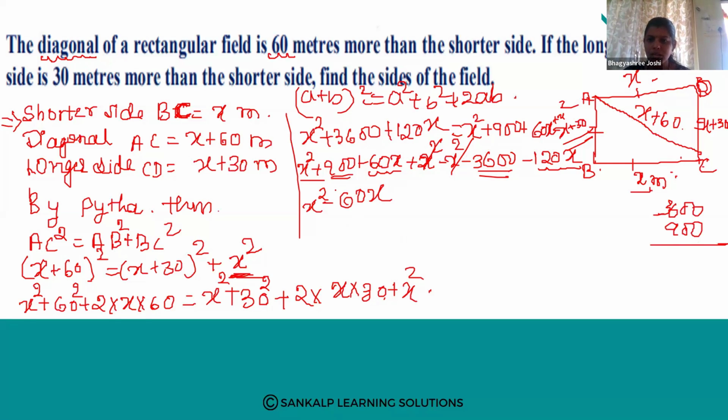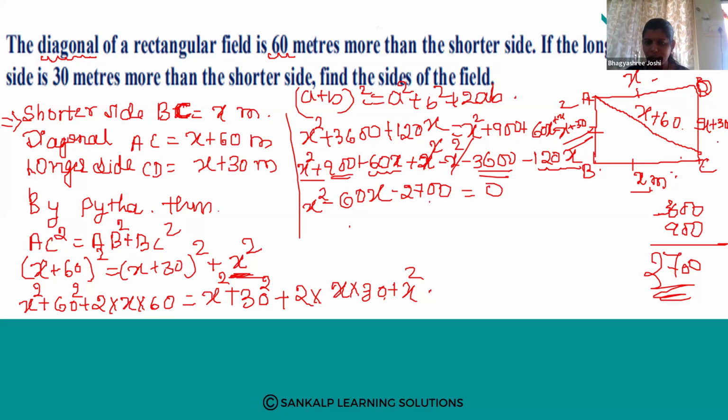So 3,600 minus 900, that is 2700 you will get, right? So minus 2700. Then x square minus 60x minus 2700 is equal to 0. So now this is a quadratic equation. This is in the form ax square plus bx plus c.